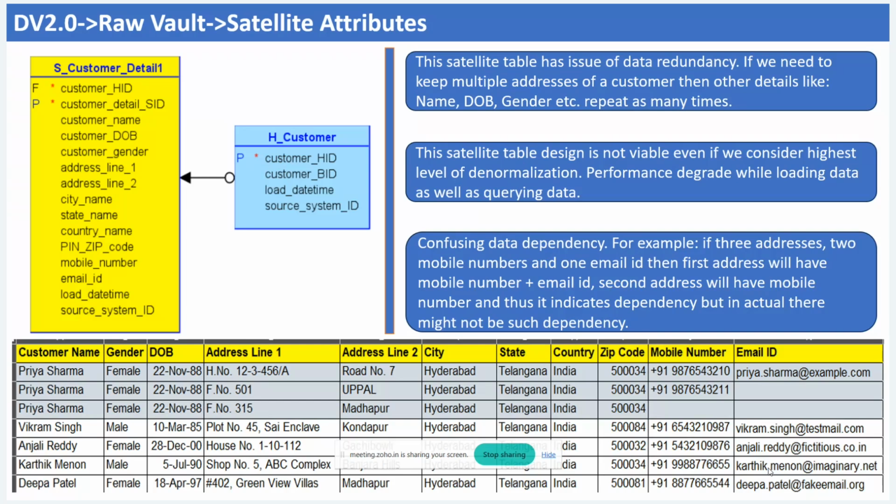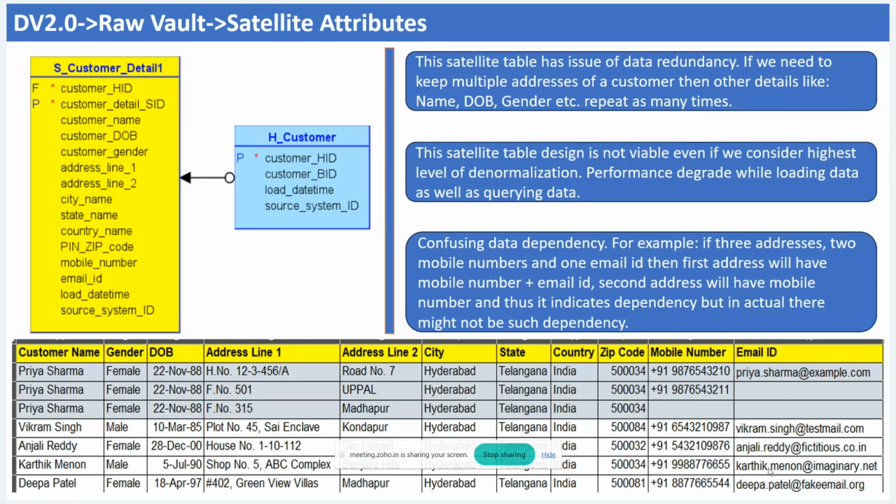This will create a lot of data redundancy. If there are many details like name, date of birth, or gender, those attributes will repeat as many times as the address is repeating. Or for example, if you take mobile number and email ID, if we need to maintain multiple mobile numbers and multiple email IDs for a customer, then also this data has to repeat. By seeing this table structure, we can easily understand that this satellite table design is not a proper design.